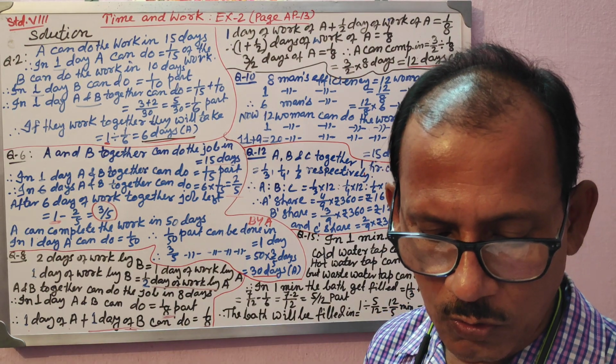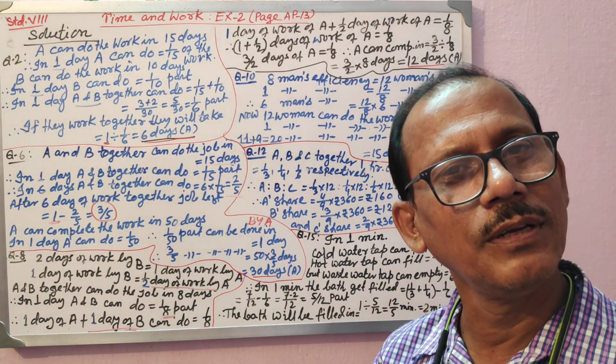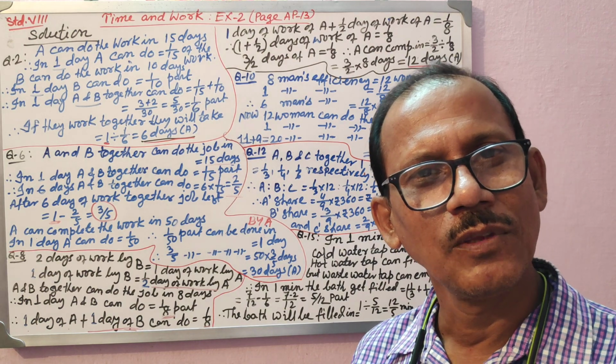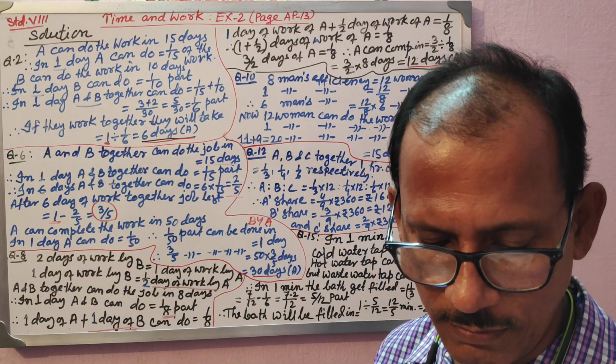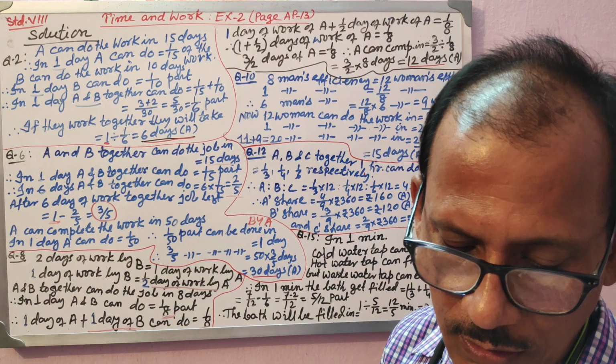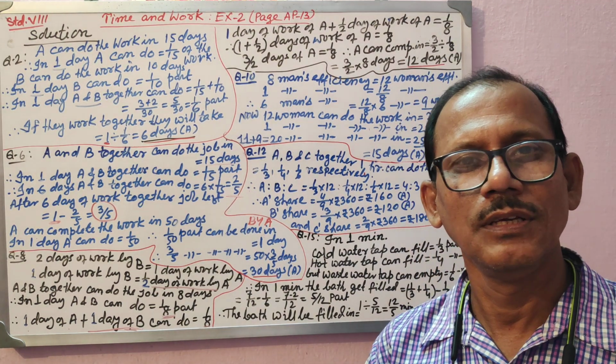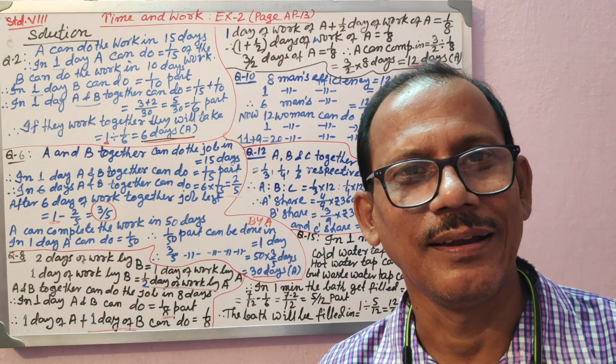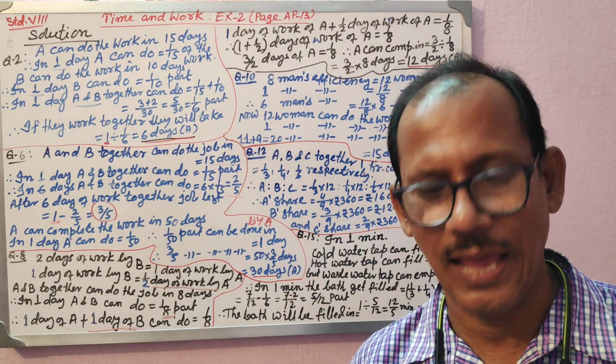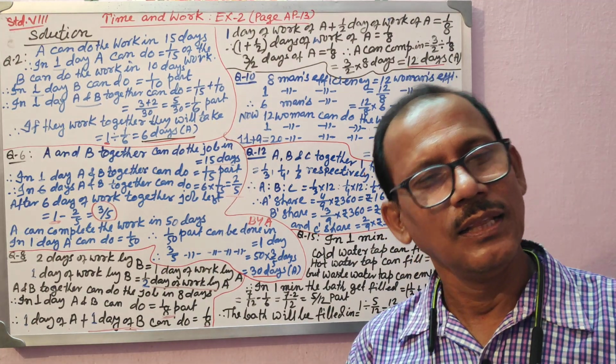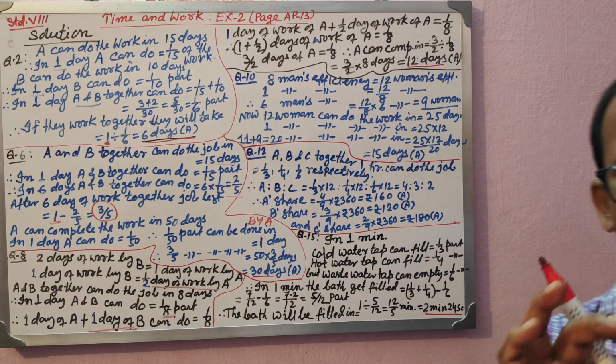Then separately 12 women also can do the job in 25 days. 1 woman can do the job in 25 into 12 days. Therefore 11 women can do the job, you find out. Then you add both, because 6 men and 11 women are mentioned. You can reach the answer this way, but I will not do it in this way.